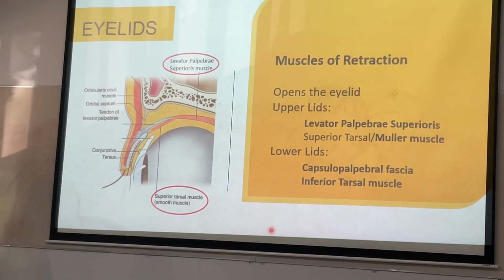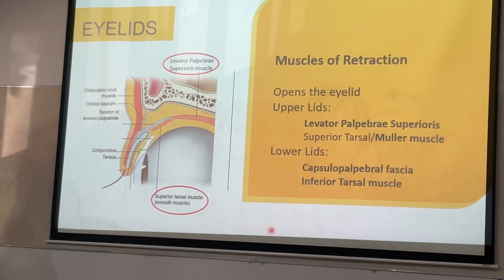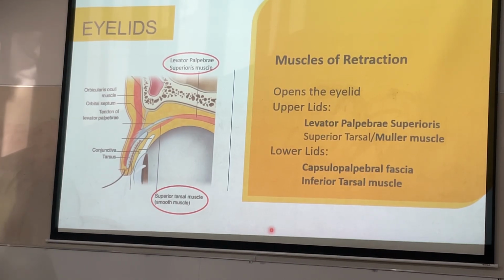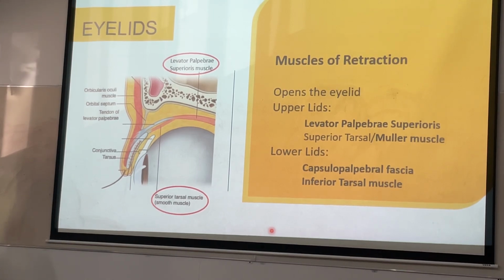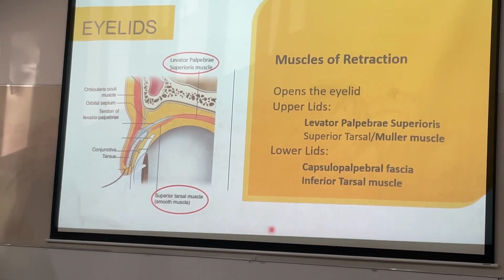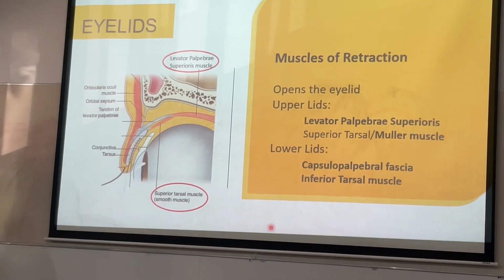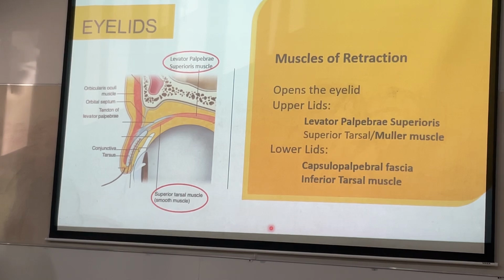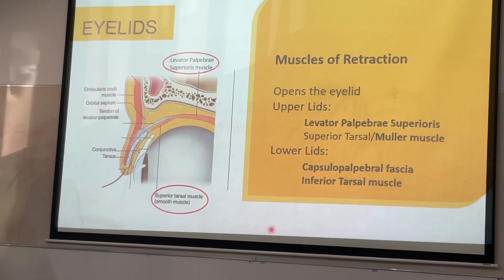Next is your muscles of retraction. So protraction is closing the eyes, retraction is opening the eyes or opening the eyelid. So you have upper and lower muscles of retraction. In the upper eyelid, you have your levator palpebrae superioris and your superior tarsal muscle, also known as your Mueller muscle. For the lower lids, these are your capsulopalpebral fascia and your inferior tarsal muscle.